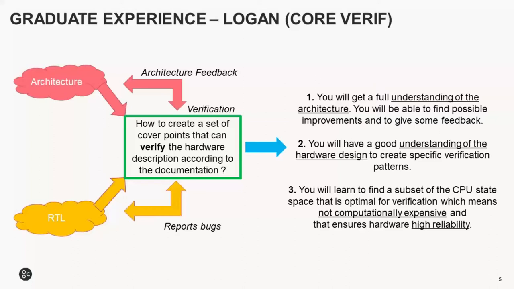At the same time, with RTL, you need to understand a bit of hardware design to create innovative and efficient verification patterns. And at the end, what you need to do is verify the whole system, the whole IP, which is a big thing. The state space, because there are lots of states in the CPU, is very large. So you need to find in this large space a subset that is optimal for verification. When I say optimal, it ensures high reliability and at the same time is not computationally expensive, because you don't want to spend 10 years computing the whole state space.